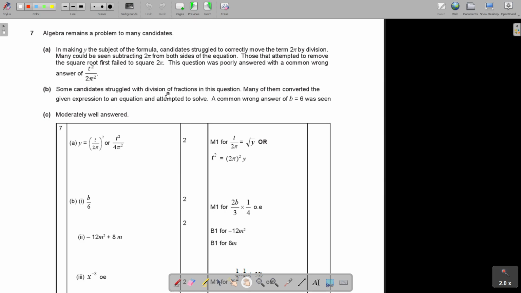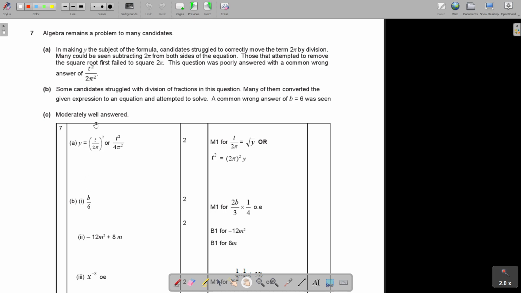Some candidates struggle with division of fractions in this question. Many of them converted the given expression to an equation and attempted to solve. A common wrong answer was 6. Remember, if you look at it, it was an expression and the answer should also be an expression. You don't change an expression to an equation. Okay, so there is the answer.